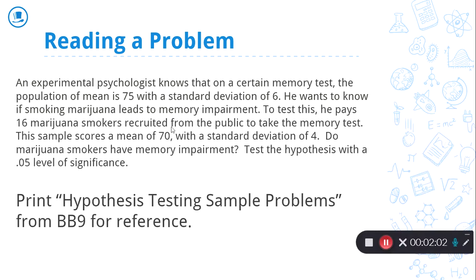And there's always going to be results. In this case, I've already figured the mean and standard deviation. In some cases, I'll give you the numbers and you'll find the mean and standard deviation. You all know how to do that. We'll go back over that. But here it is, the mean of 70 and the standard deviation of 4. And then there's a question. Do the marijuana smokers have a memory impairment? Test the hypothesis with a 0.05 level of significance. All of that will make much more sense as we go forward, but this is really just an orientation to hypothesis testing.